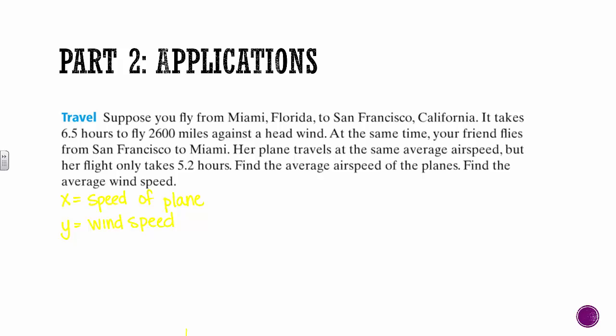So then you have u. And remember, you're going from Miami to San Francisco. And it says that you are taking 6.5 hours to fly 2,600 miles against a headwind. So wind is pushing against you. It's slowing you down. So in order to do this, we need to remember the formula that we used way back in Chapter 3. Distance equals rate times time.